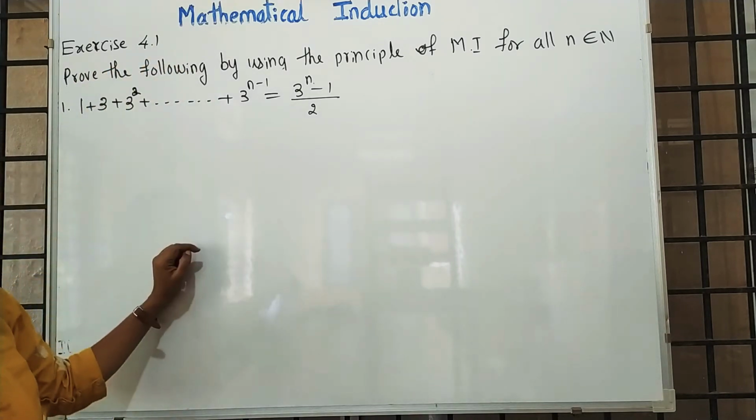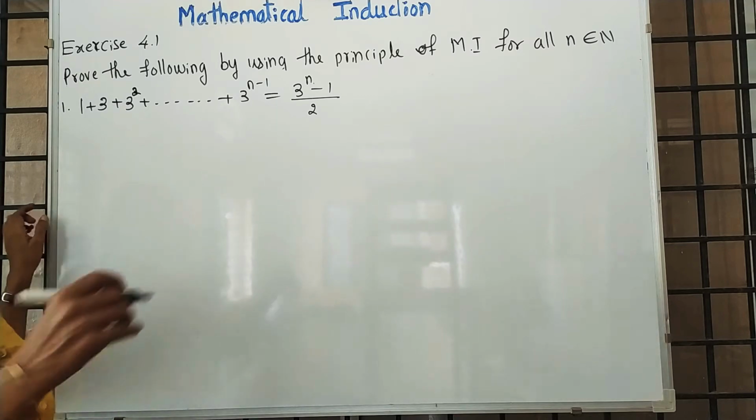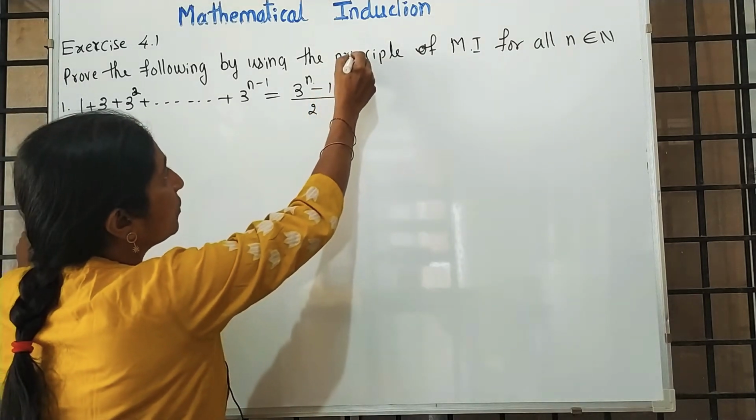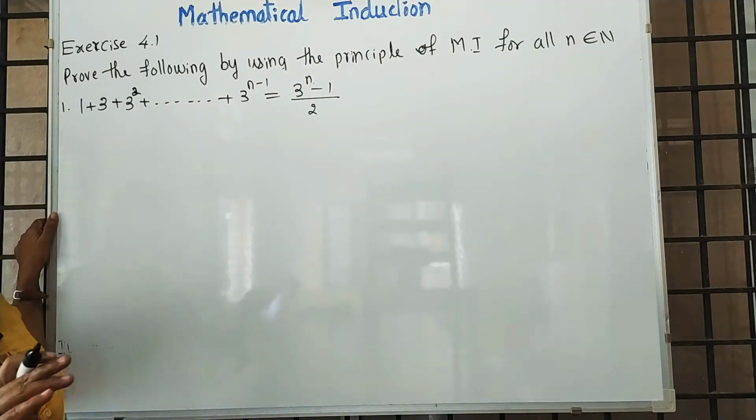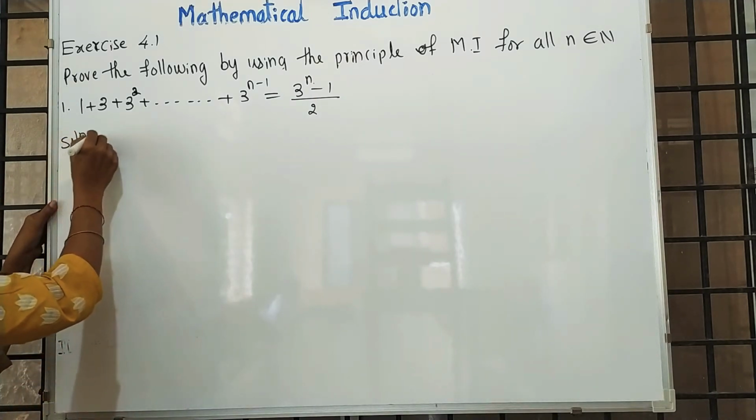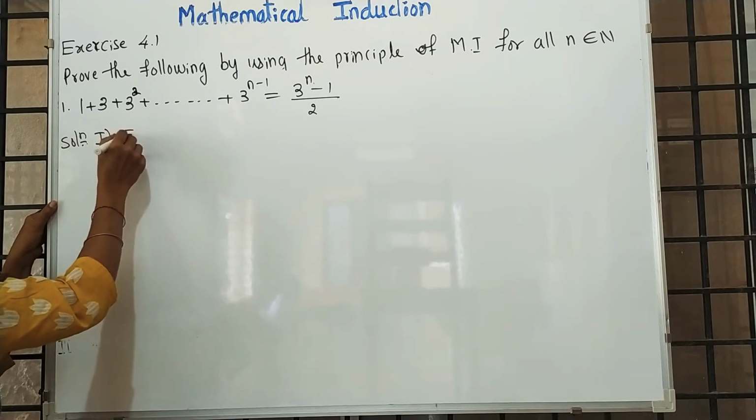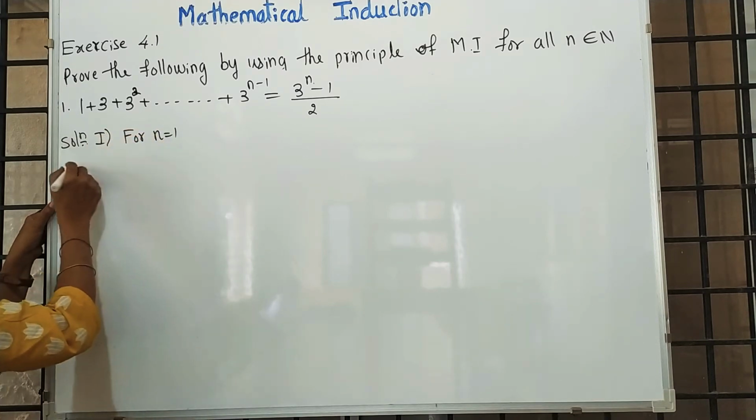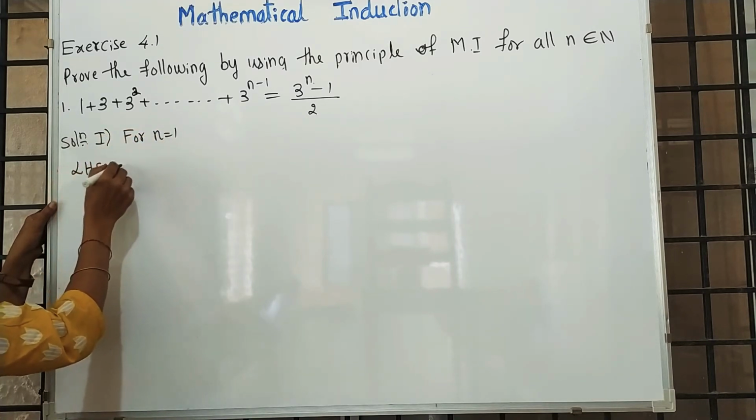Prove the following by using the principle of mathematical induction. MI means mathematical induction, for all n belongs to N. See, this is the first question and we are familiar with the solution. The first step is what? For n is equal to 1, LHS is 1.